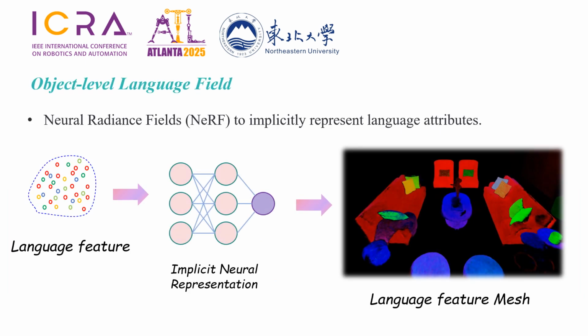In this section, we discuss how neural networks can represent various scene attributes like texture, geometry, and semantics. Specifically, we use neural radiance fields (NeRF) to implicitly represent language attributes, training what we call a language radiance field.